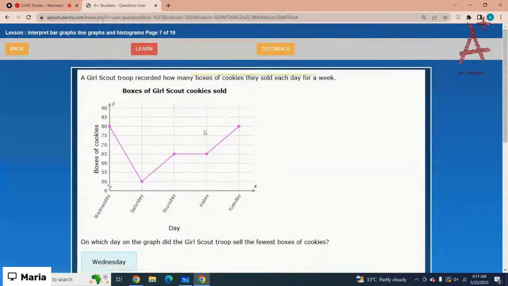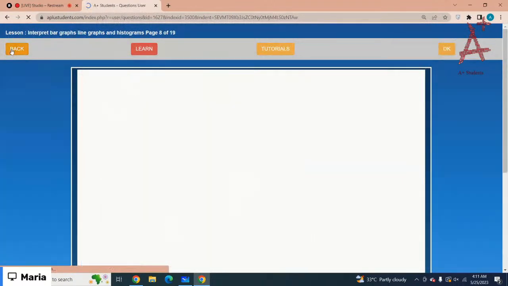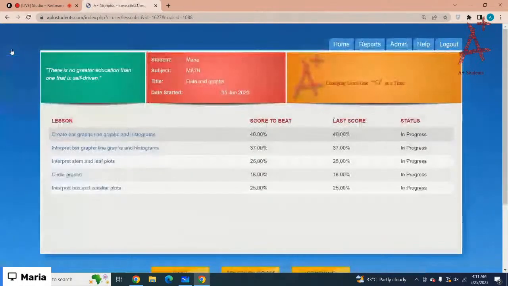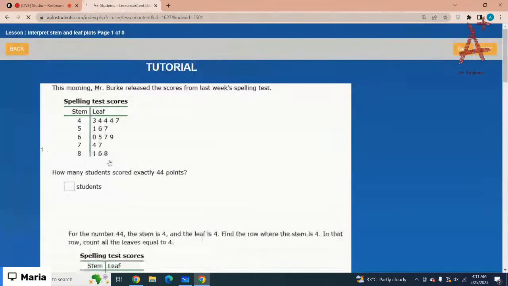Okay, you can complete the test by yourself later today. Let's just move on to the next lesson. And the next lesson is interpret stem and leaf plots. Let's just start with the next lesson.